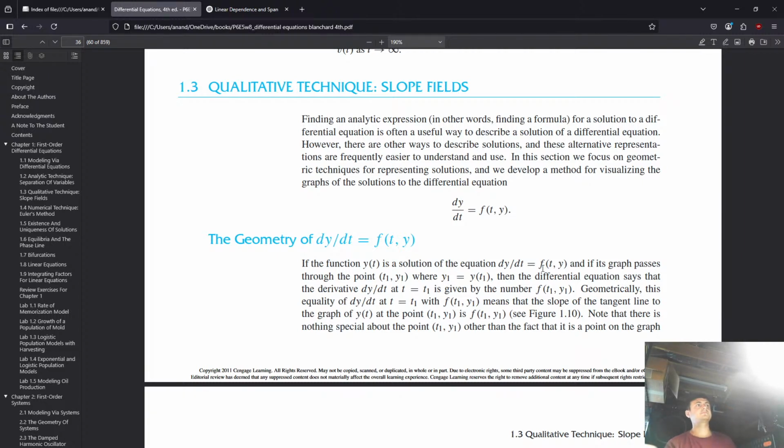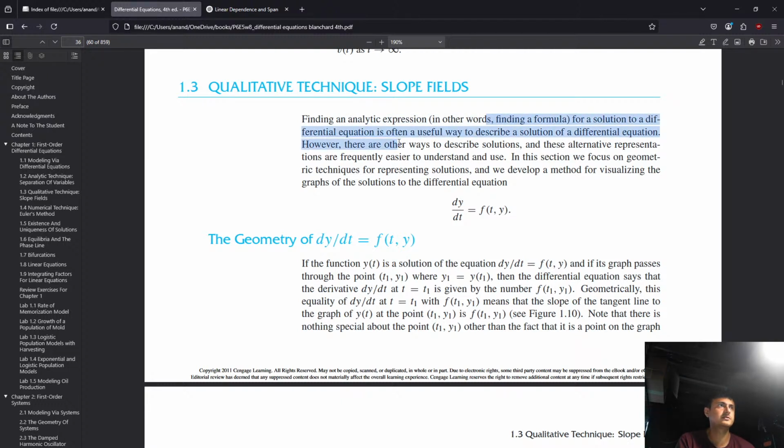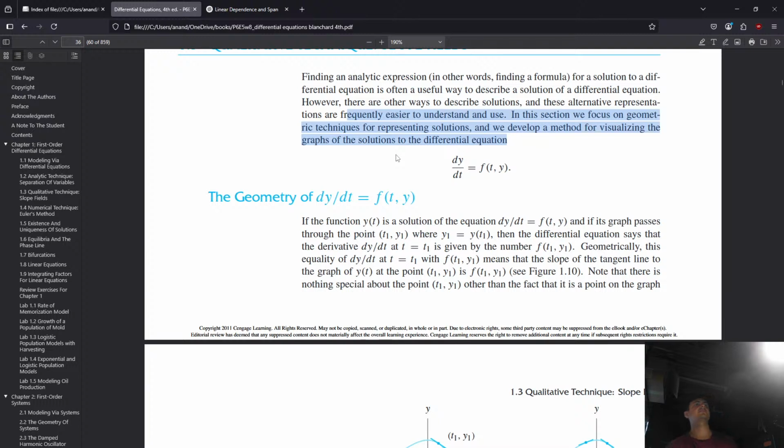Alright. Finding an analytic expression, in other words, finding a formula for a solution to a differential equation, is often a useful way to describe a solution. However, there are other ways to describe solutions, and these alternative representations are frequently easier to understand and use. In this section, we focus on geometric techniques for representing solutions, and we develop a method for visualizing the graphs of the solutions to the differential equation.